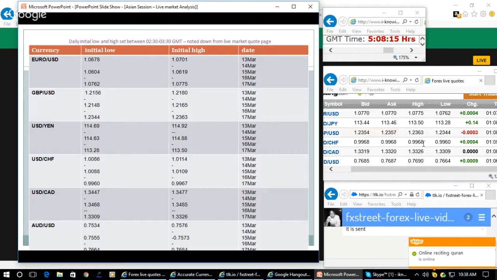Then CHF, the low is 99.60 and the high is 99.67. They just breached the high by 1 pip and gone to 99.68. The spread is just 8 pips now, so it doesn't signify anything. Then Canadian dollar 1.3309 is the low, 1.3326 is the high. They have not breached it.